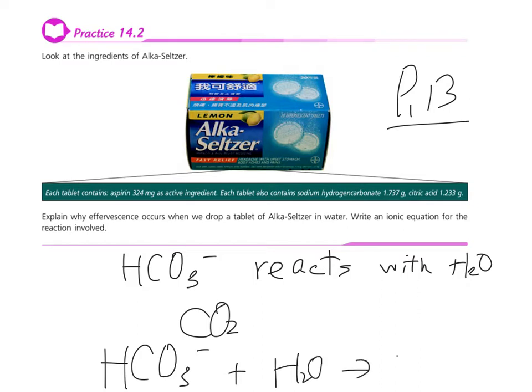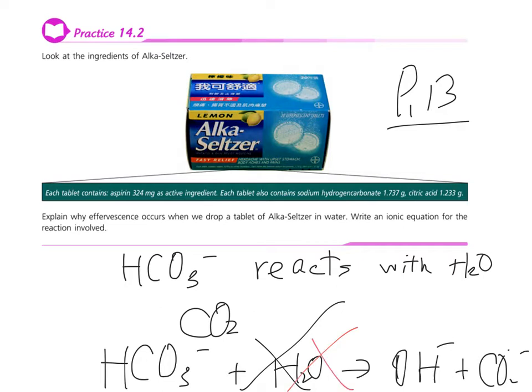OH minus and then CO2 and something etc. So actually it is wrong. The thing is, it is wrong just because HCO3 minus will not react with water. It will just dissolve in water, but not react with water. So it just dissolves. That means the hydrogen carbonate dissolves in water totally.